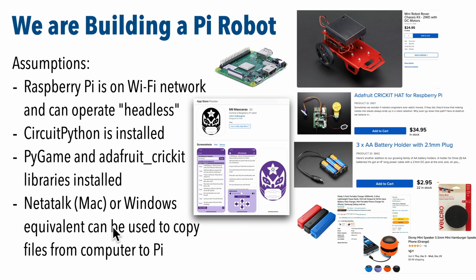Now at this point, my students have also gone through all of our configuration videos, so they've got their Raspberry Pi set up on a Wi-Fi network. They've upgraded it. It's operating in headless mode, which means that they can communicate with their Pi using a terminal program and they don't need to be connected via keyboard or mouse. They've got CircuitPython installed on their Pis. They've already installed the Pygame library, which we use to play audio, and the Adafruit Cricket library, which we're going to use to control the motors. And if they're Mac users, they have Netatalk installed so they can copy files to the Pi. Windows users use WinSCP or the equivalent.